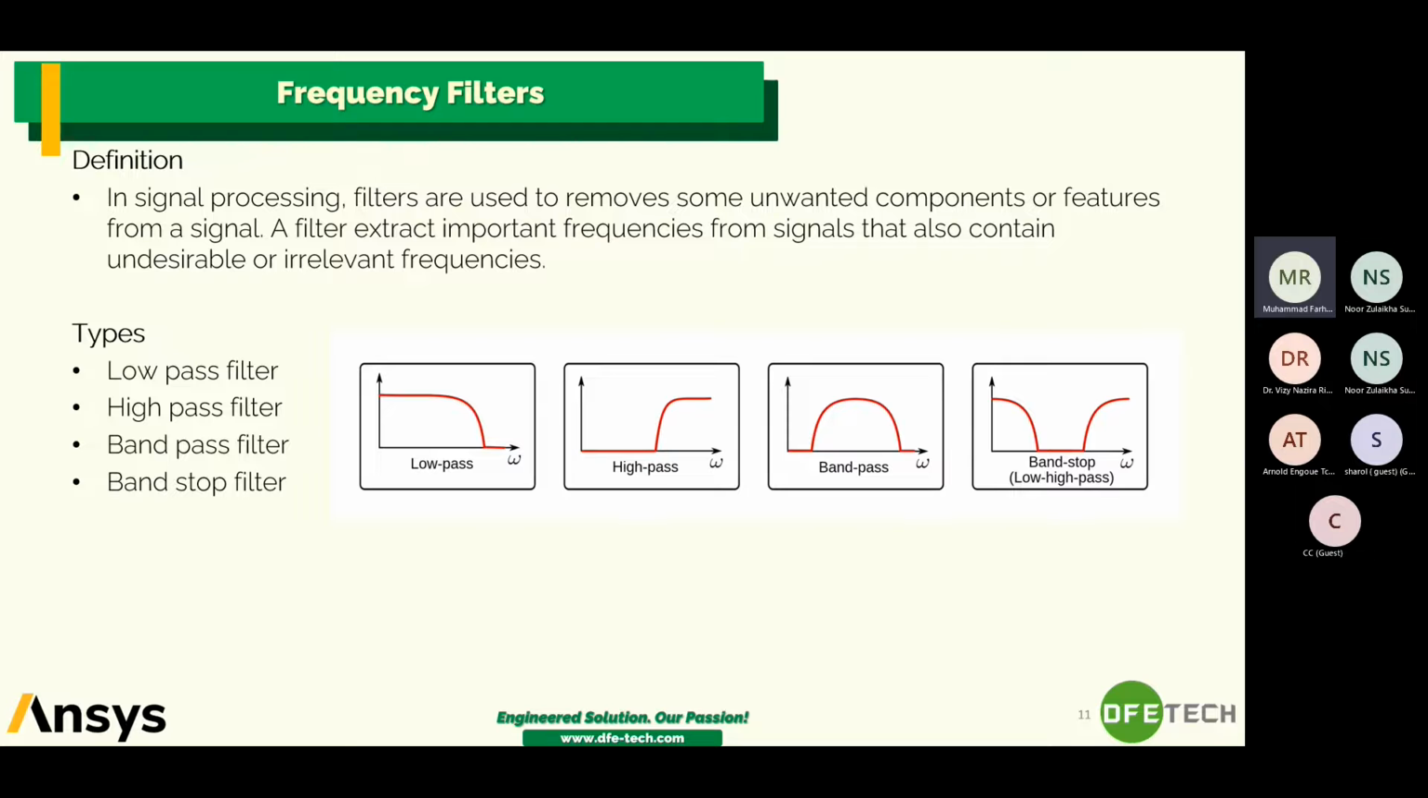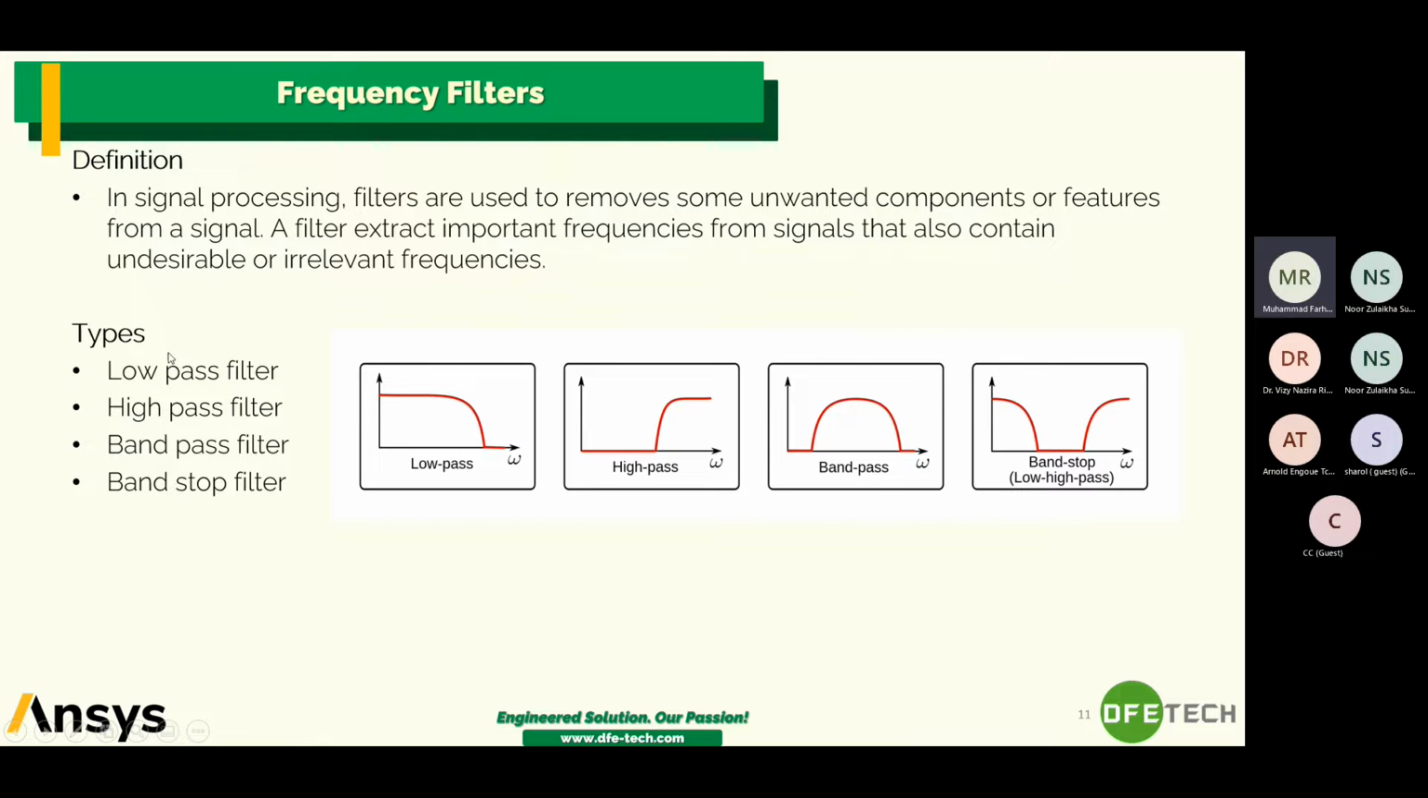Now let me show you what we're going to simulate after this, which is the bandpass filter. Before that, what is a frequency filter? The definition of frequency filters in signal processing: filters are used to remove some unwanted components or features from a signal. A filter extracts important frequencies from a signal that also contains undesirable or irrelevant frequencies.